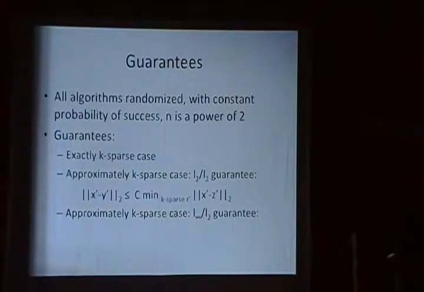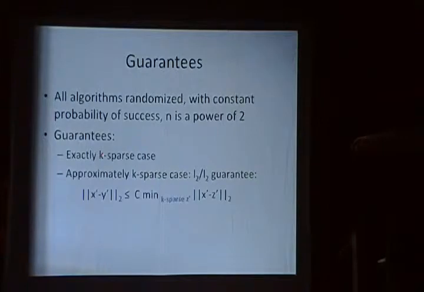So basically, these are the properties of the algorithm. It's randomized, with constant probability of success, and n is a power of 2. We'll mostly consider either exactly recovering a k-sparse signal or recovering y prime, which satisfies this guarantee.